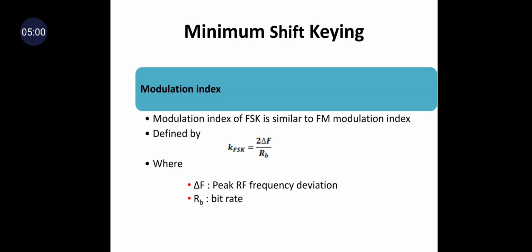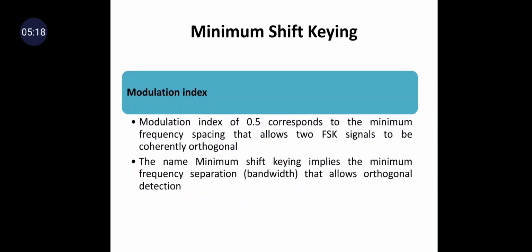We know about modulation index. The modulation index of FSK is similar to the FM modulation index. It is denoted by k_FSK and defined as 2 del F by R_B, where del F is the peak RF frequency deviation and R_B is the bit rate. A modulation index of 0.5 corresponds to the minimum frequency spacing that allows two FSK signals to be coherently orthogonal. The name minimum shift keying implies the minimum frequency separation, that is the bandwidth, that allows orthogonal detection.